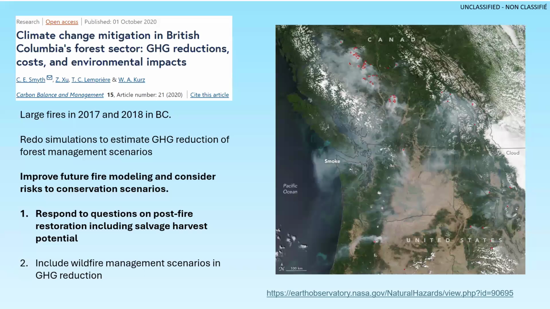So it started back actually in 2017. In 2017, we were doing an analysis for BC, looking at GHG reduction of a variety of different activities. And there were large fires in 2017, roughly 1 million hectares burned. And the image on the right shows the smoke associated with those wildfires, as well as the location in Canada and the US. And the fires were so large that they affected the landscape, the harvest, the conservation scenarios that we were modeling. So we had to redo the analysis.